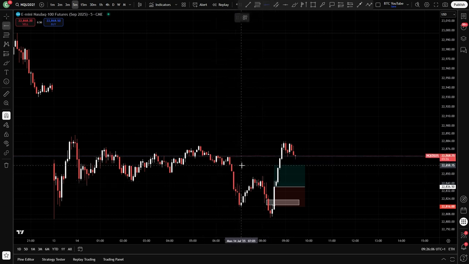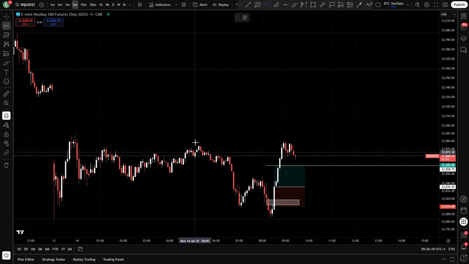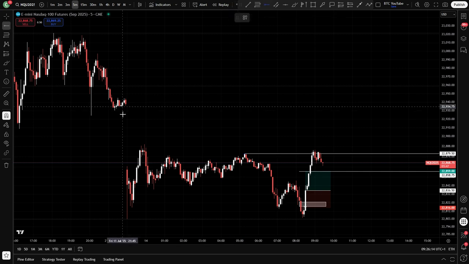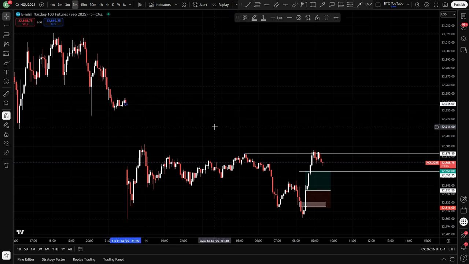Took half my position off at 1 for 1, which was here. And then I had a runner up to this high. And then my final take profit is up here at the fill of this big gap. Really, really good trade. Overall, I thought that this would work, as I said, at least to the high. And it did pretty well, to be honest.